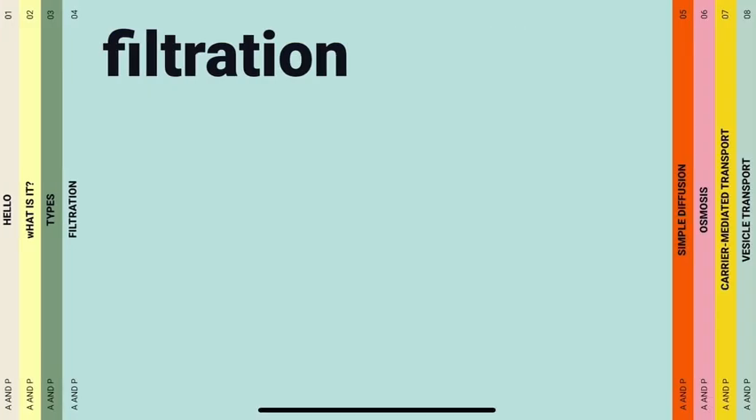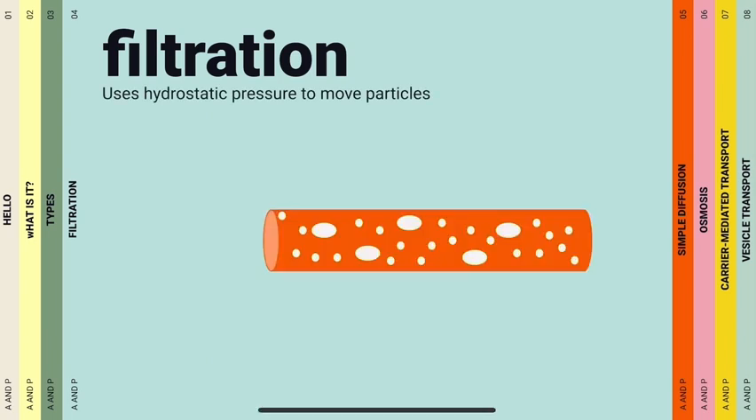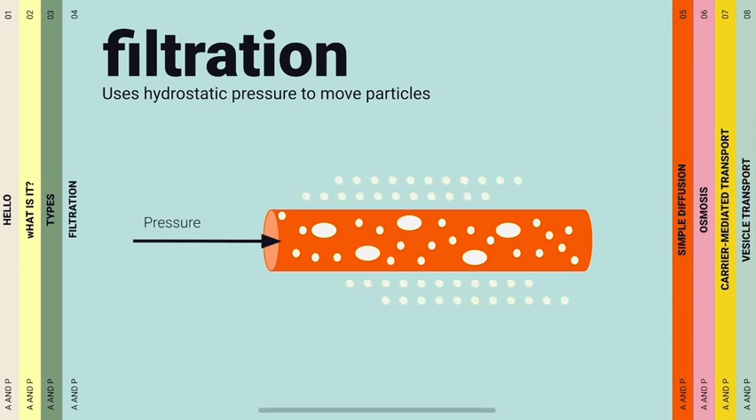First, we're going to talk about filtration. It uses hydrostatic pressure to move particles. So, in a blood cavity, when pressure is added, particles, smaller in size, are pushed out of the molecular walls.